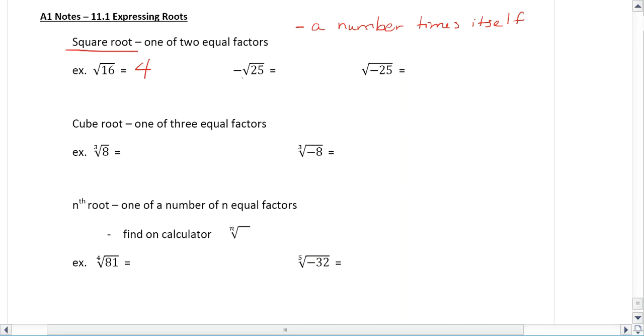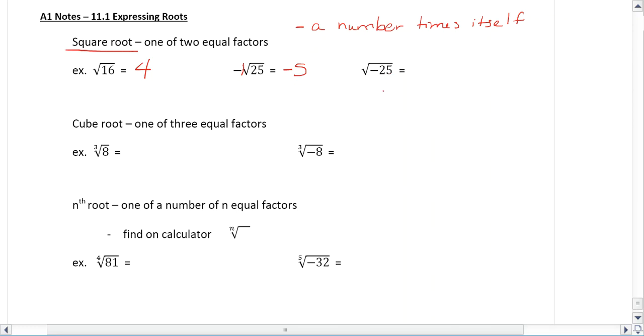When there's a negative sign sitting out in front of the radical, it means that we're going to have to multiply our answer times this negative 1. I kind of picture that as a negative 1 sitting there. So the square root of 25 is 5, but we want negative 1 times that, so it's negative 5.